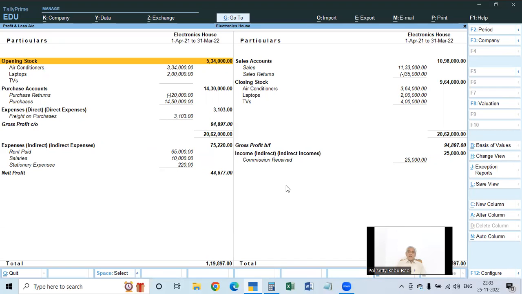Sometimes we will have, for example, salaries. We have to pay in the month of March. Salary expenses related to this month only, but we have not paid. Till 31st March, we have not paid. We will pay in the next month. Mostly generally, in companies or everywhere, they will pay in the next month only. So even if you don't pay in this month, it is expenditure for March.